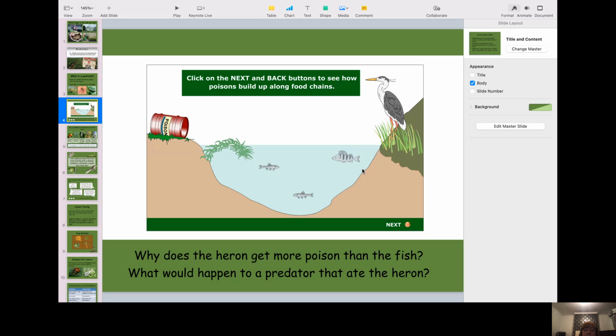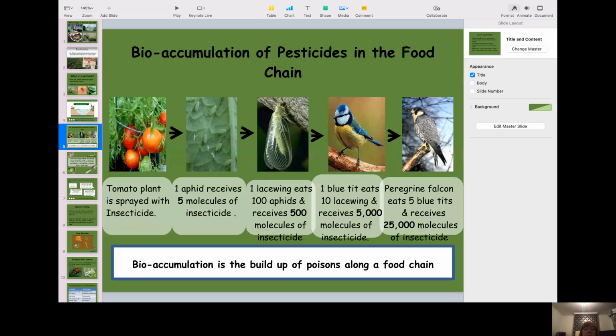What would happen to a predator that ate the heron? Well, if they eat lots of herons, obviously they are going to be consuming more and more poison. This slide here shows how pesticides in a food chain accumulate. So you get more and more and more.